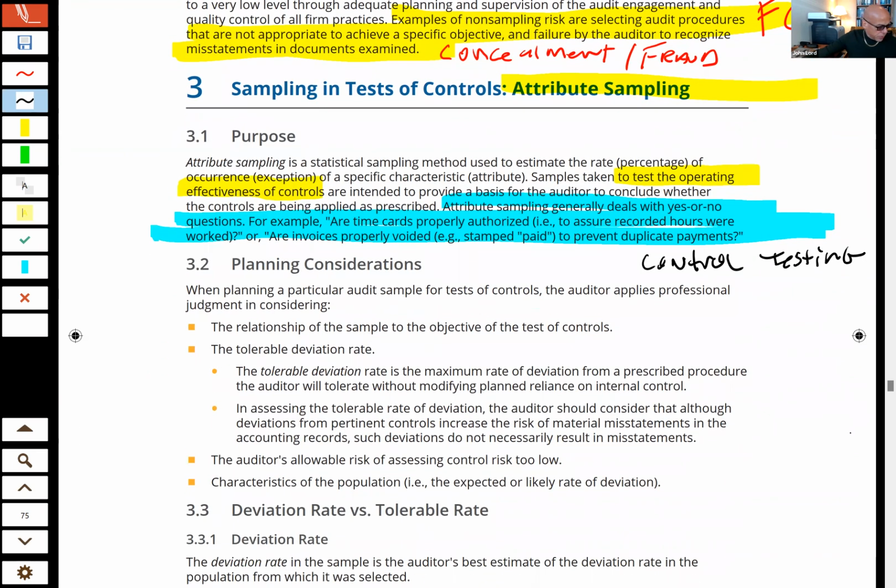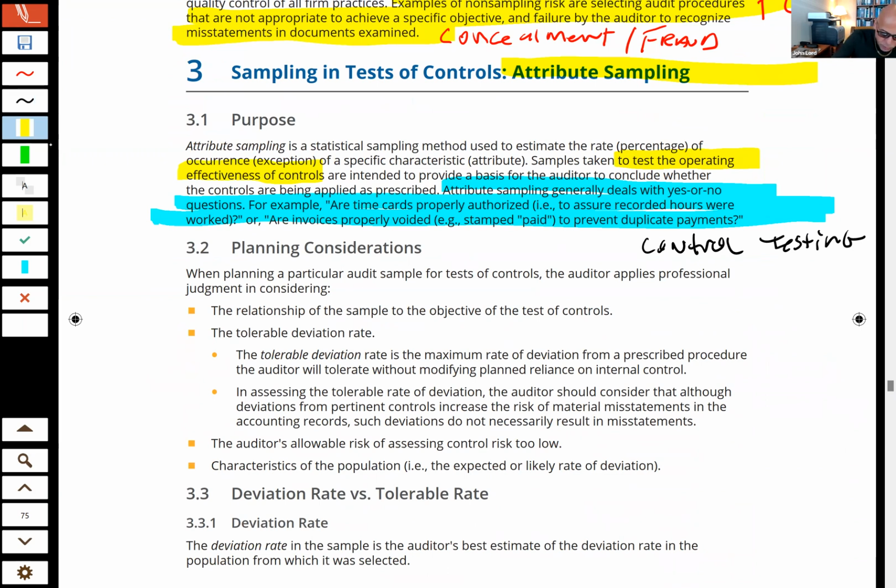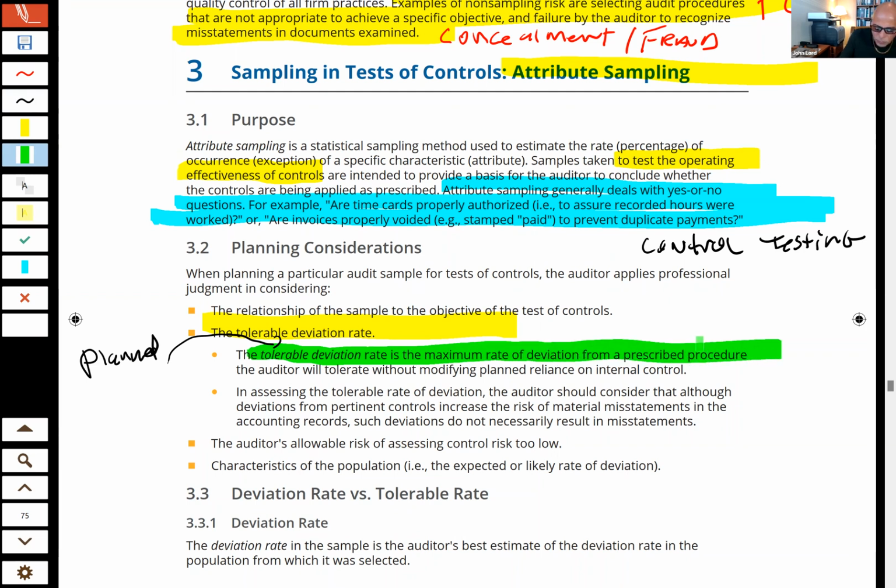Now we come in and we start talking about tolerable deviation rate, okay? And tolerable deviation rate, I want you to write the word planned right here, okay? And then kind of point to tolerable deviation rate. Now we don't call it planned, okay? We call it tolerable deviation rate, but it is the maximum rate of deviation from a prescribed control the auditor will tolerate without modifying the planned reliance on the control. In other words, it's the amount of deviation from the control that I will tolerate without believing that the control does not have operating effectiveness, is another way to look at that, okay?